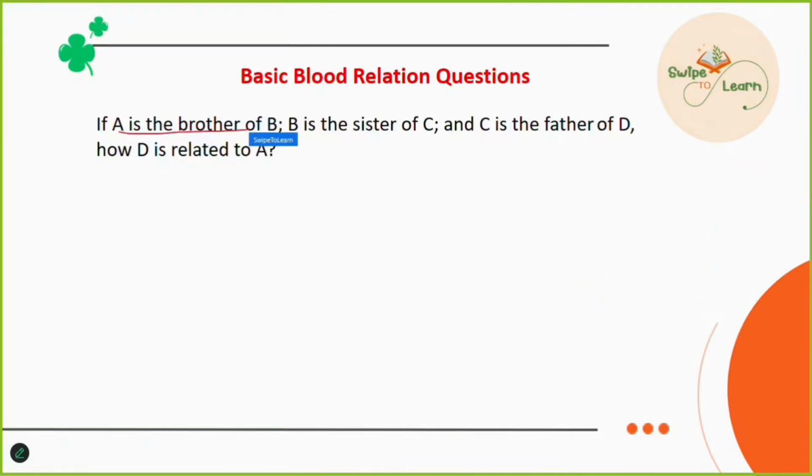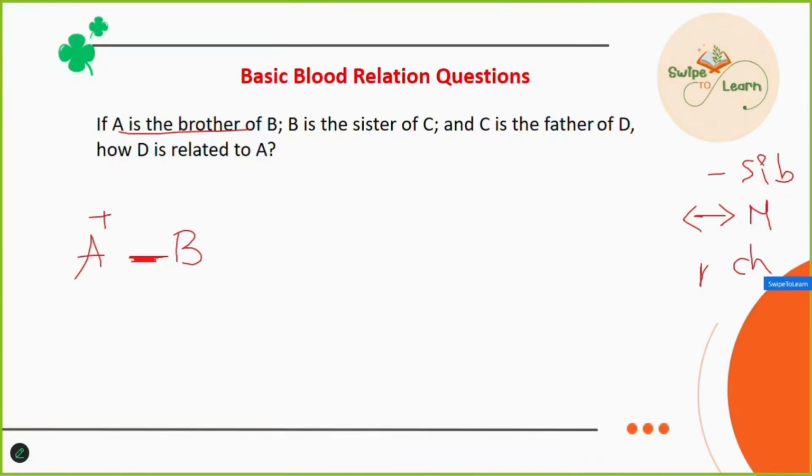Okay, so A is brother of B. A is brother means positive of B. You both are siblings, so it'll be in the same line, and all the siblings are denoted using a single dash. Married couple will be denoted using a double line. Children will be denoted using a vertical line. Okay. So these are for siblings, and these are for married ones, and these are the children.